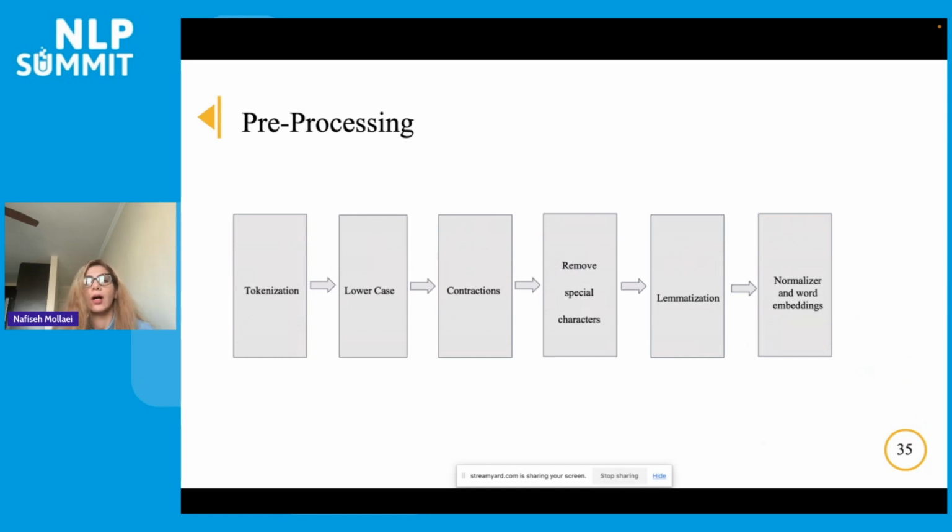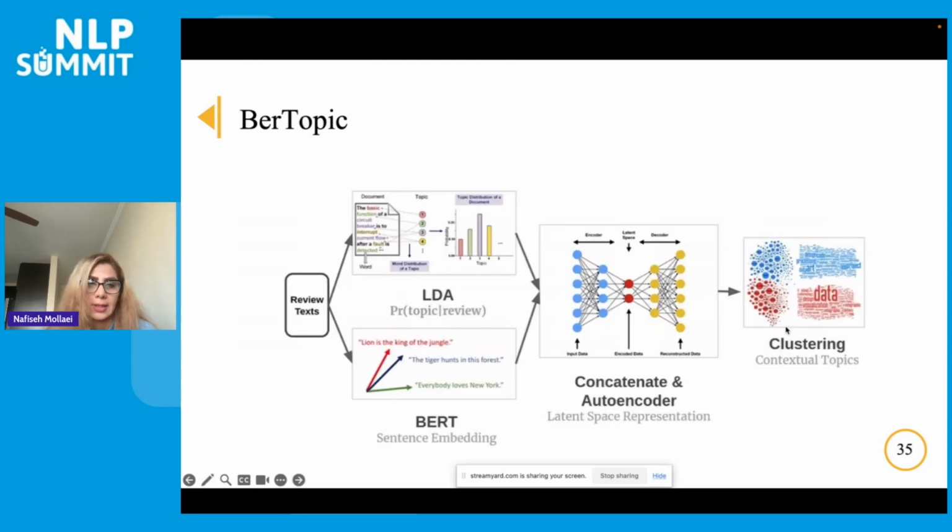So first of all, we use pre-processing. We use tokenization to tokenize the sentences, and then use lowercase, and then I use contractions, and after that I remove special characters, and then I implemented lemmatization to extract the root of each word, and at the end I use normalization and word embeddings for our pre-processing.